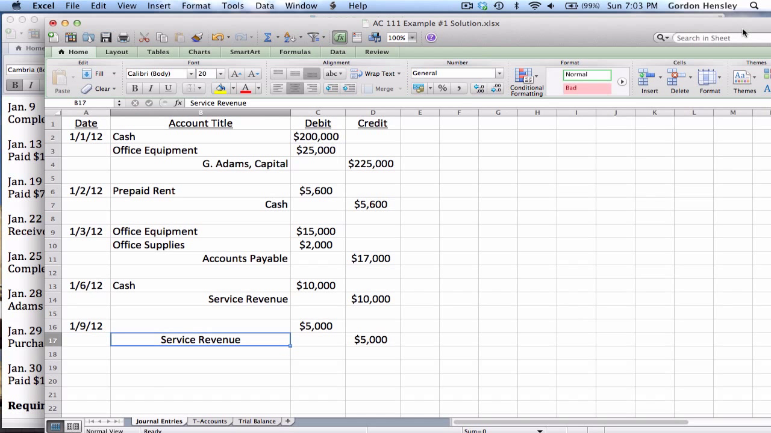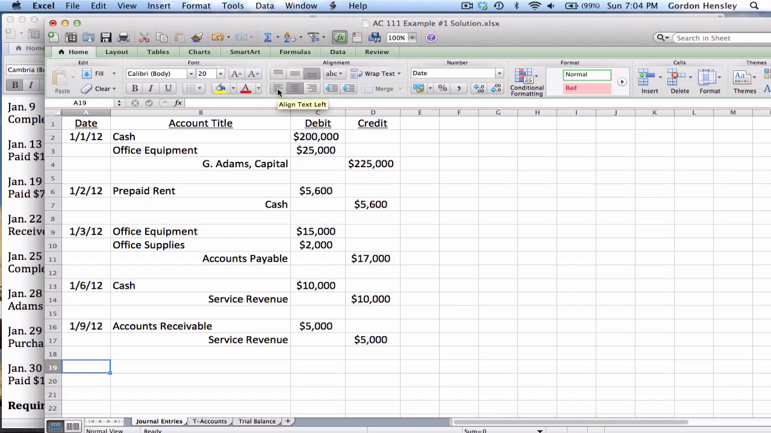Now I am going to credit service revenue once again, but on the debit side it's not going to be cash. They have not paid us. So whenever someone owes us money, that is accounts receivable. So I want to debit accounts receivable rather than cash. So you see how it was a very similar transaction, but just slightly different. So you always have to watch out for that whenever you're dealing with those types of transactions.